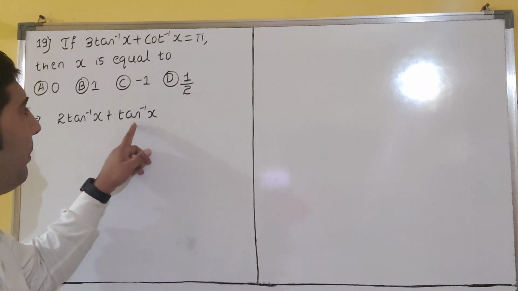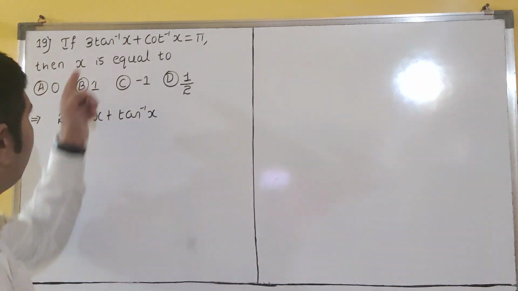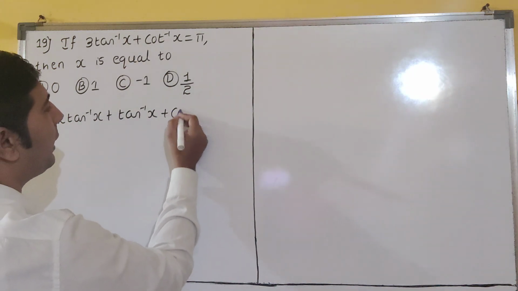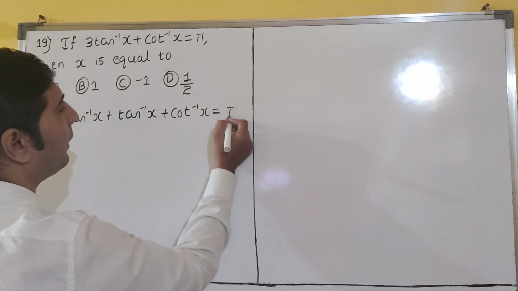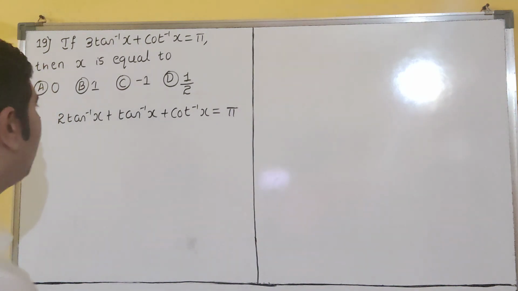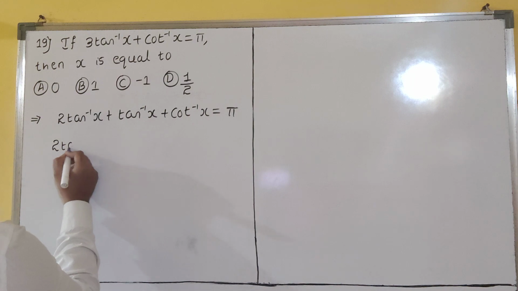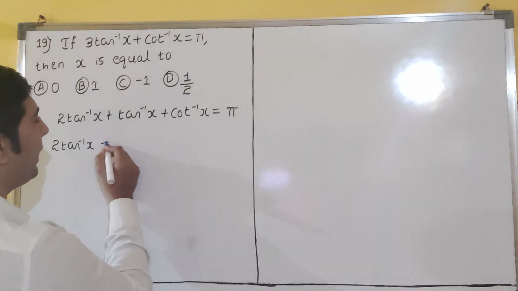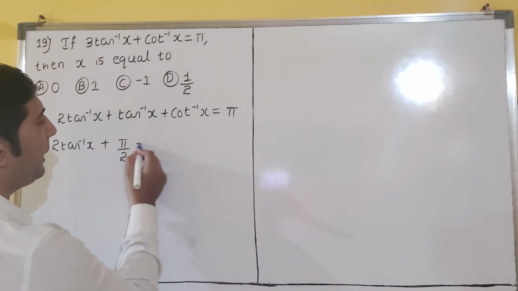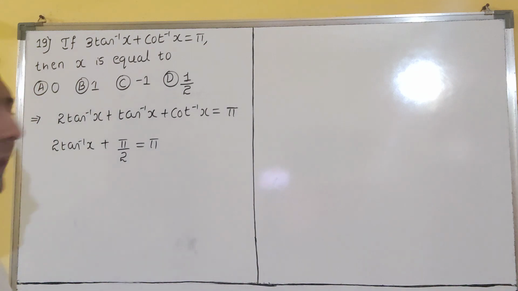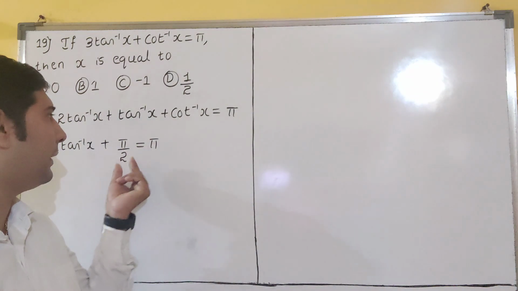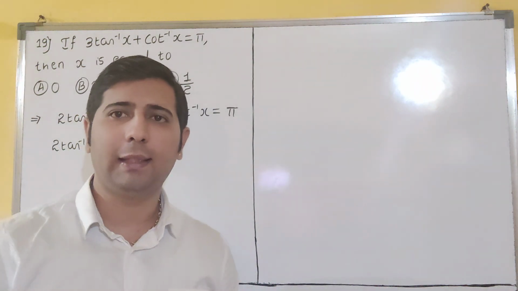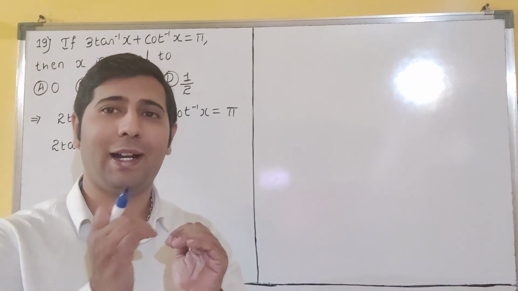So plus cot inverse x is equal to pi, dear students. So now see why I have written this, you will understand. 2 tan inverse x I will write as this. Tan inverse x plus cot inverse x is nothing but pi by 2, dear students. Property. I am using the property. Will you agree? Tan inverse x plus cot inverse x is pi by 2. If you are understanding, send me a heart in the comment box, dear students.